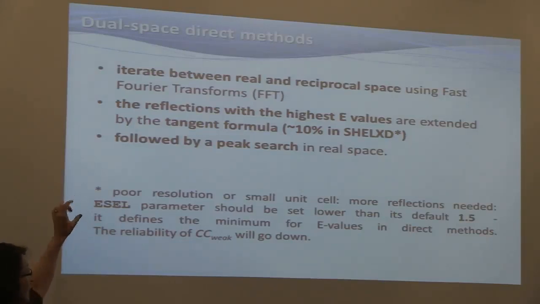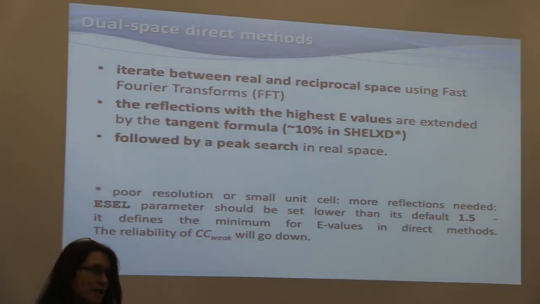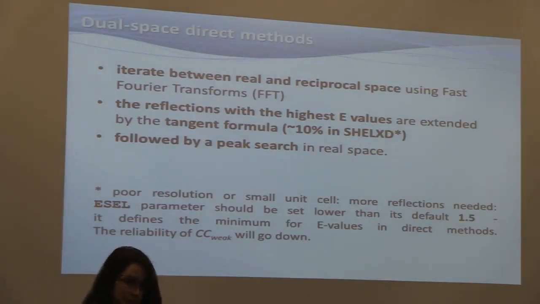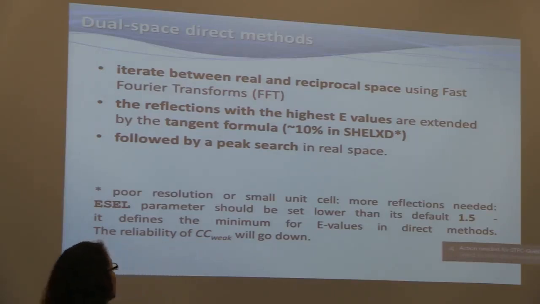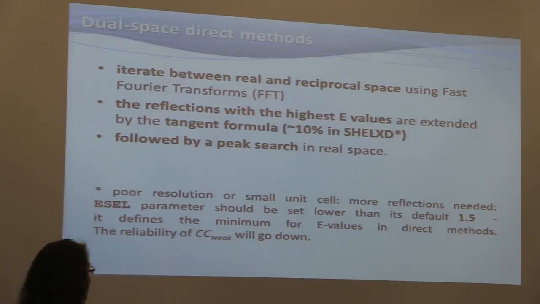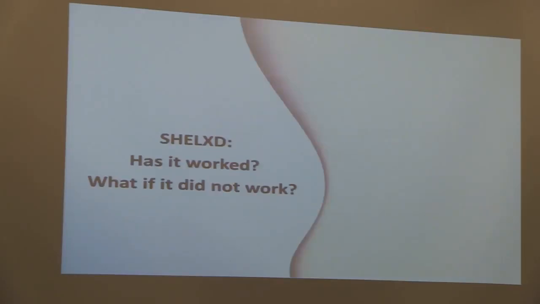So in dual space direct methods, you use these equations to expand your phases. And then you go to real space, and you prune, and you keep only the highest peaks in the anomalous map. And you take these atomic positions, calculate new phases, and go back. Because we are iterating between real and reciprocal space, it's called a dual space direct methods algorithm. And on the bottom of the slides, which will be available from my homepage this evening, are some tips that are related to that.